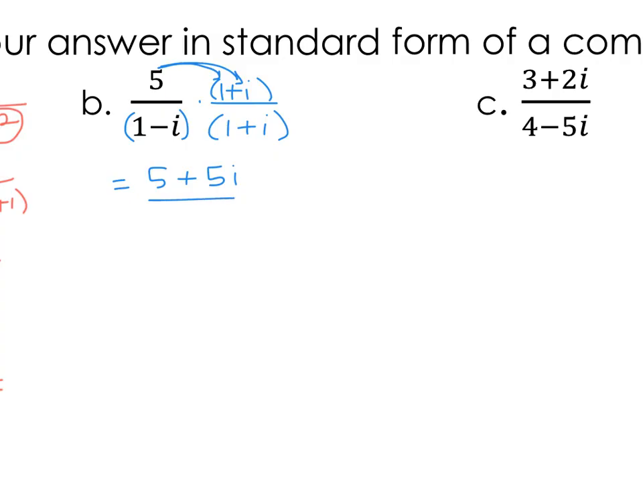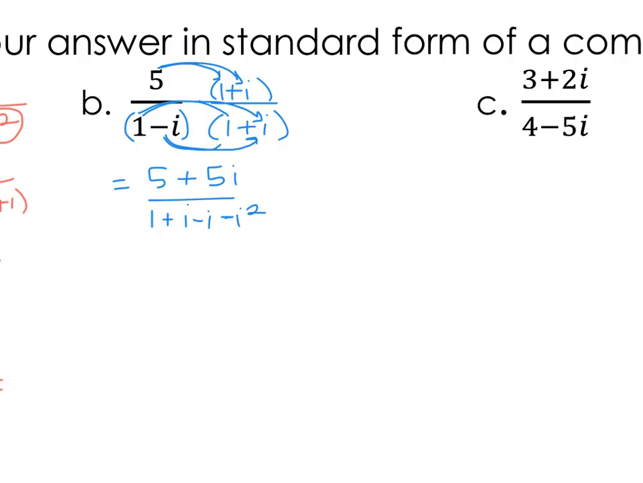In the bottom, if we FOIL, 1 times 1 is 1. 1 times i is plus i. Negative i times 1 is minus i. So be careful with your i's and your 1's here. Make sure your i's are prominent. And then negative i times positive i is negative i squared.